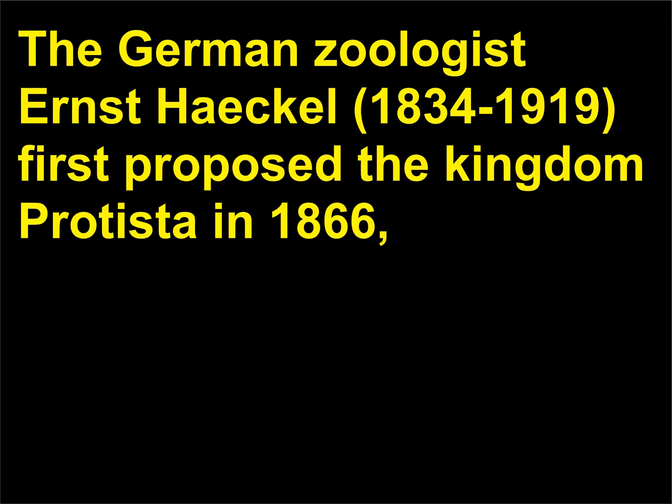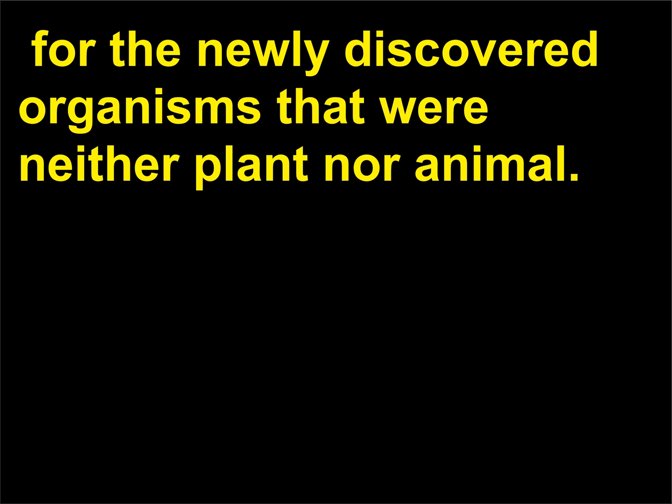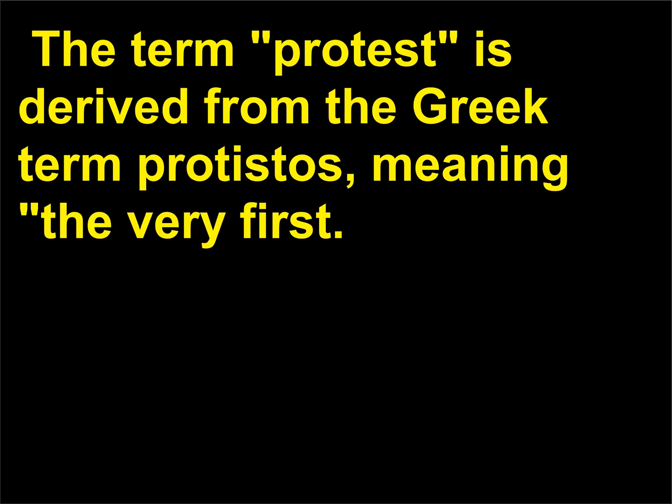Who first proposed the kingdom Protista? The German zoologist Ernst Haeckel, 1834 to 1919, first proposed the kingdom Protista in 1866, for the newly discovered organisms that were neither plant nor animal. The term protist is derived from the Greek term protistos, meaning the very first.